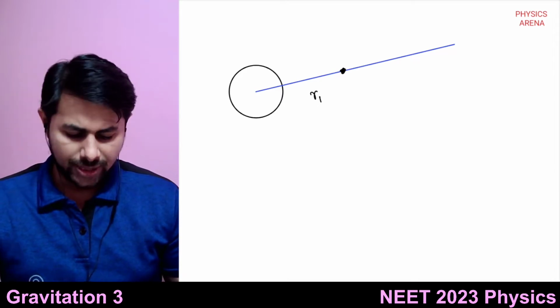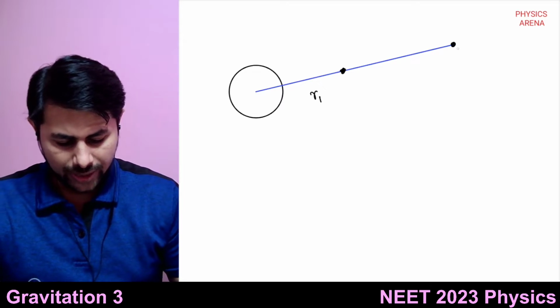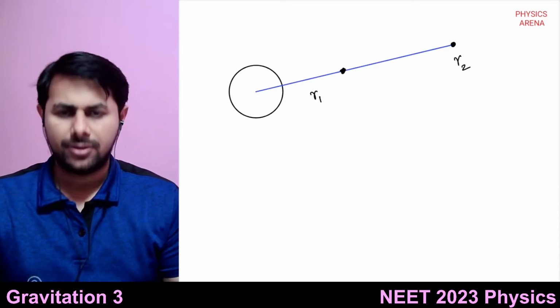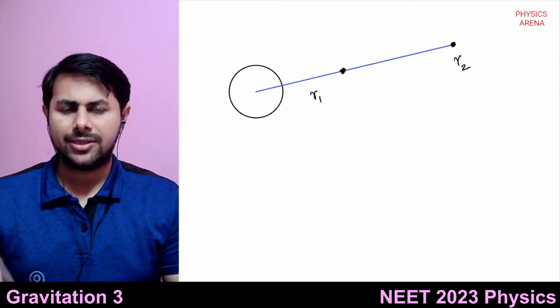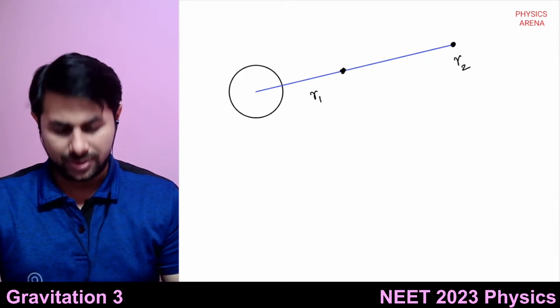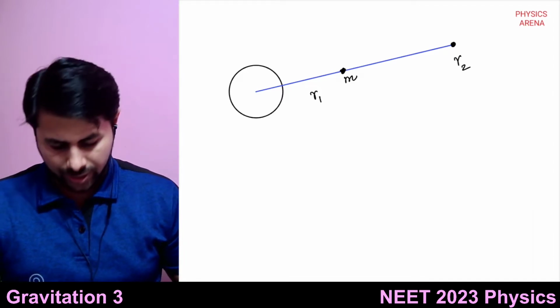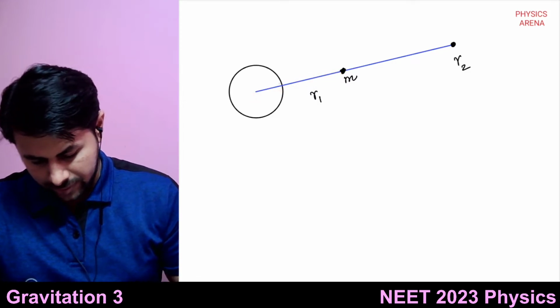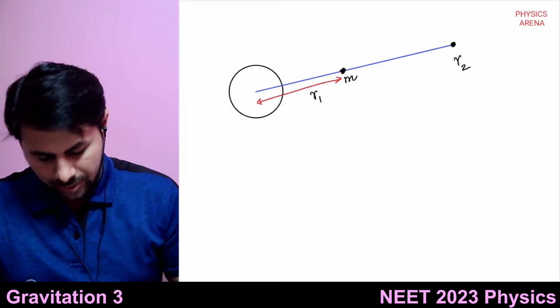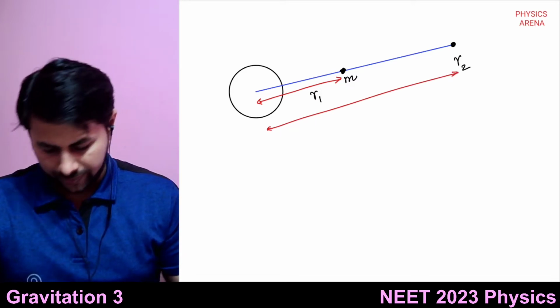And you move that object from r1 to r2. Right. So now, how much will be the change in potential energy of the object? So there is an object of mass m which is moved from distance r1 from the center of Earth to distance r2 from the center of Earth.